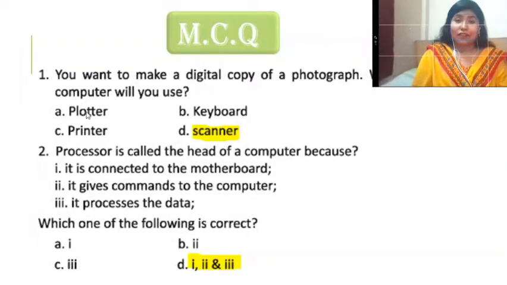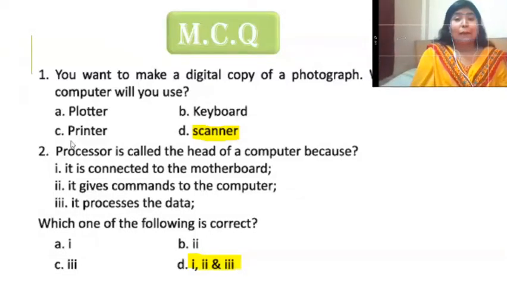A. Plotter. So is the plotter the correct answer? Can the plotter give you the digital copy of a photograph? No, it can't give you the digital copy of a photograph. B. Keyboard. Keyboard is an input device. Can keyboard give you a digital copy of a photograph? No, my dear students. It's an input device and it can only give the input data, and you can write and browse through the keyboard. But keyboard can't give you a digital copy of a photograph.